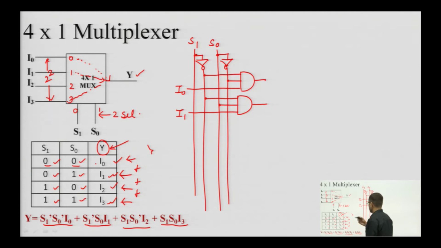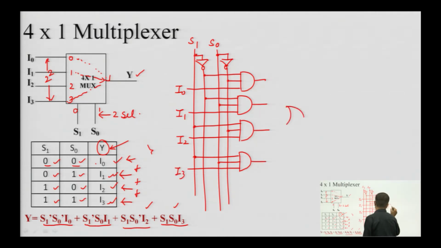Okay. Similarly, proceeding further, the third product is S1 S0 bar, so this is S1, this is S0 bar into I2. Then the last one is S1 S0 into I3. So, all these 4 products will be added together with the help of an OR gate to give me the expression for y.